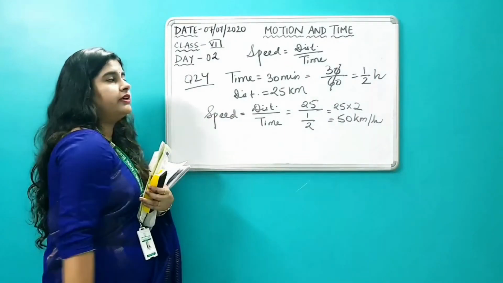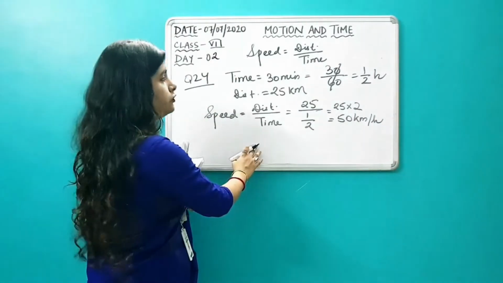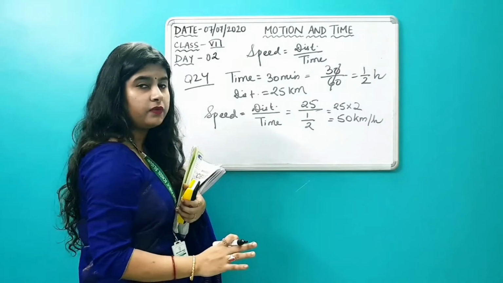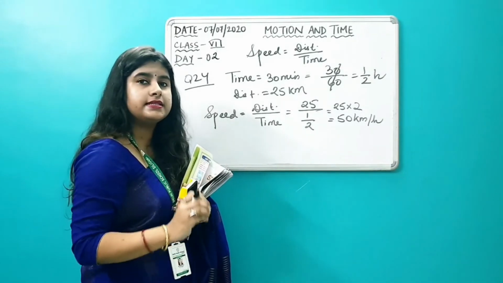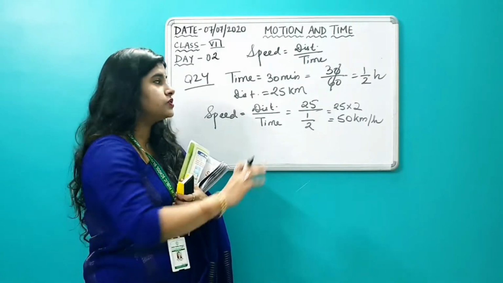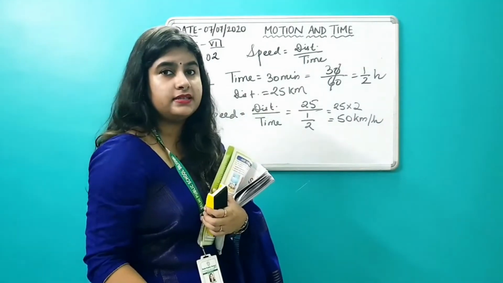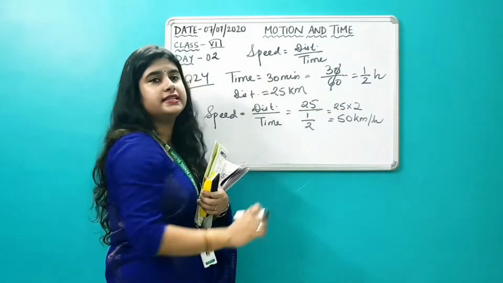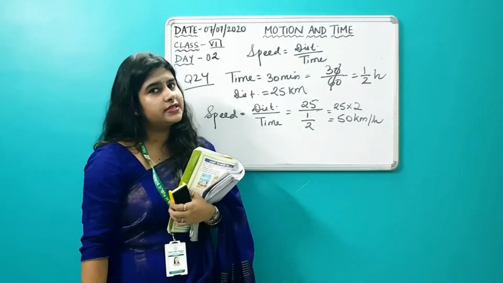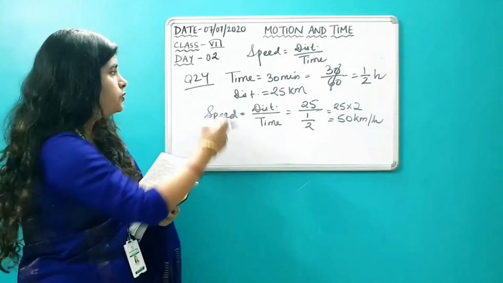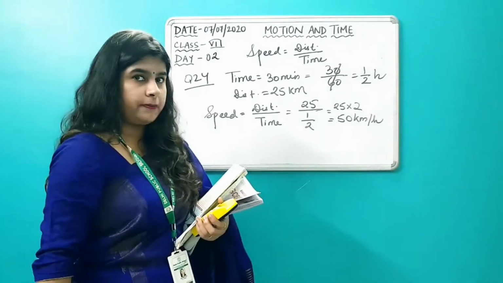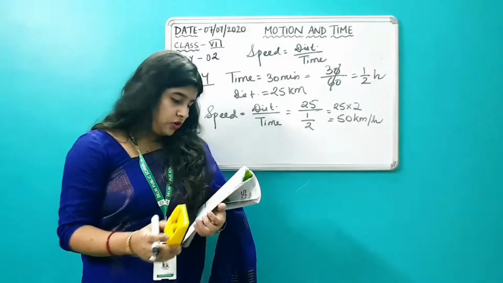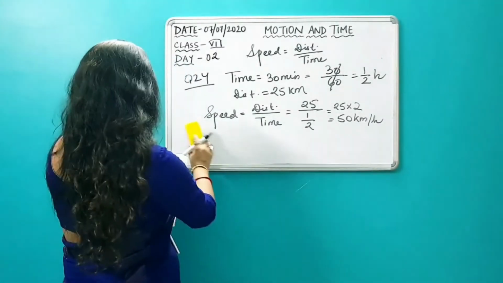I hope all of you have understood this. You have to find out the speed in kilometer per hour. Since the distance is already given in kilometer, I am not doing anything to the distance. I am just converting the time to hour and then putting it in the formula speed equals distance by time. So this was your question number 24. Okay, moving on to another question.